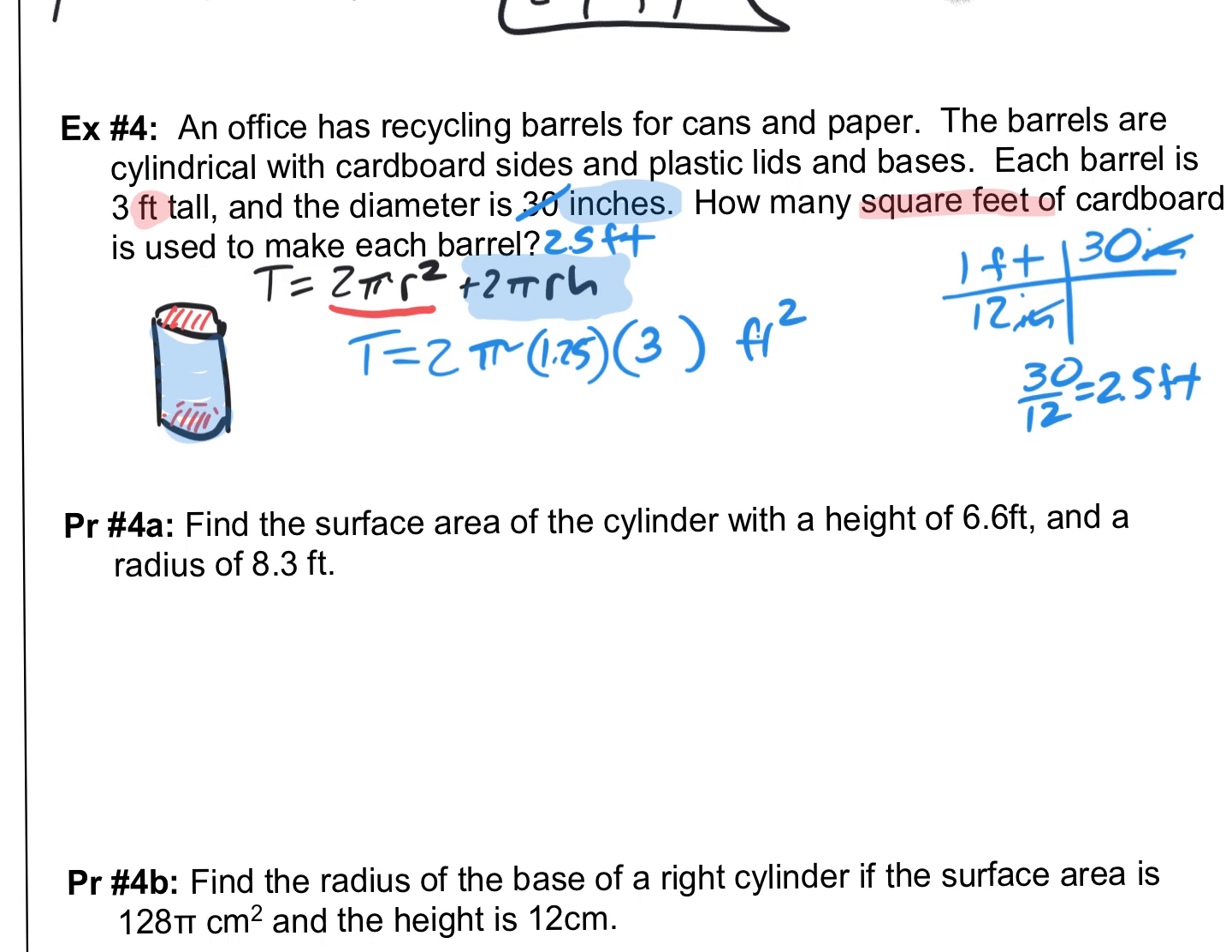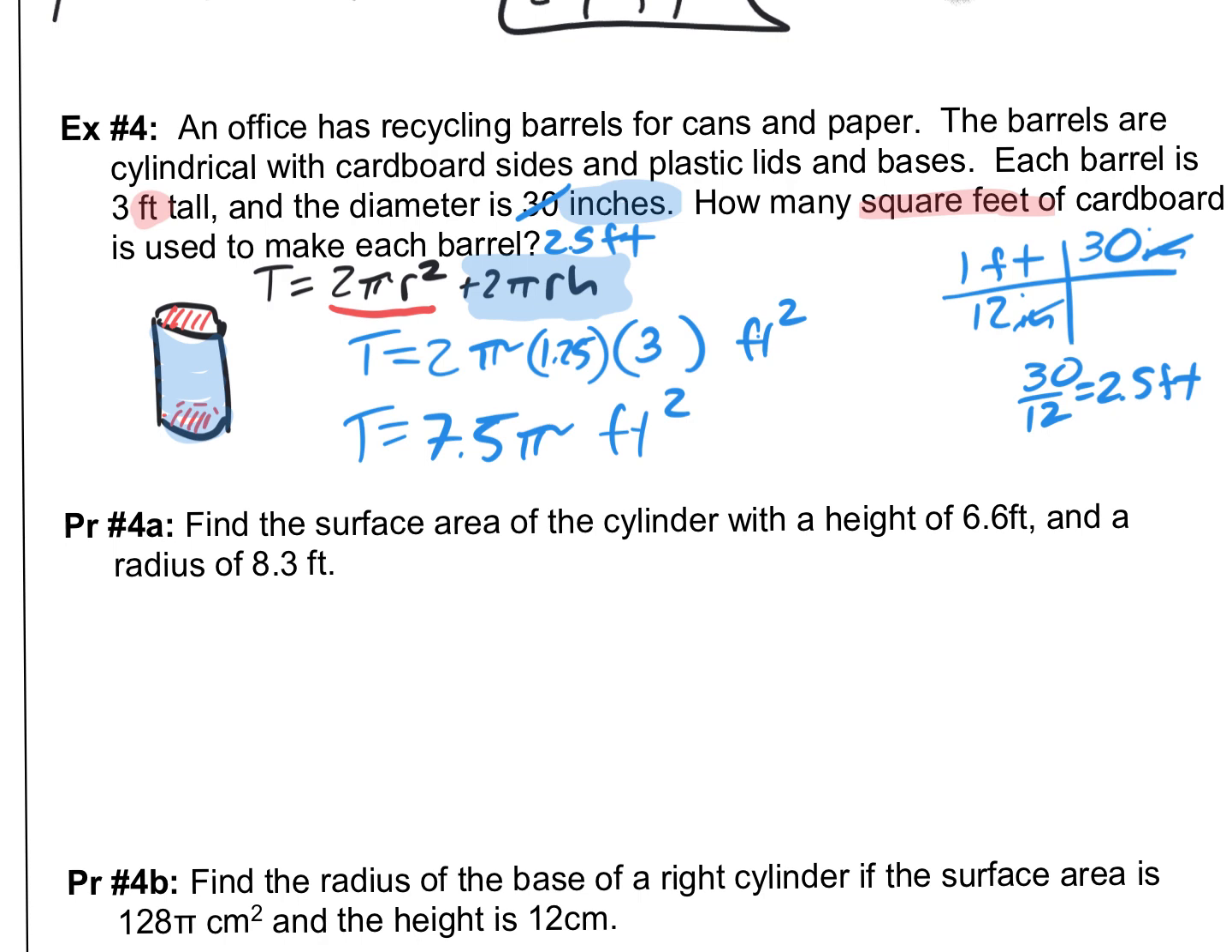Now we can actually do this math. 2 times 1.25 is just 2.5. 2.5 times 3 is 7.5. So I would just write the answer as 7.5 pi square feet. You could also plug this into a calculator to get a decimal answer, but we like this. This is exact because pi is an irrational number.